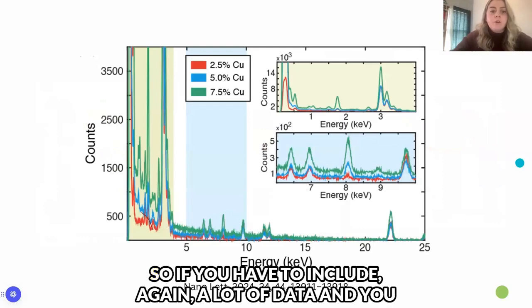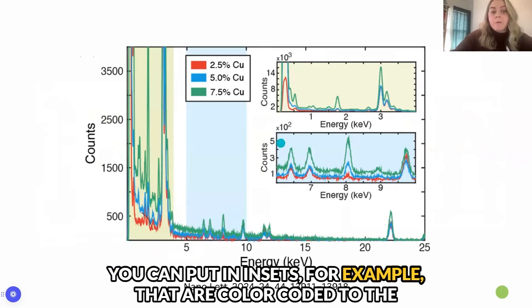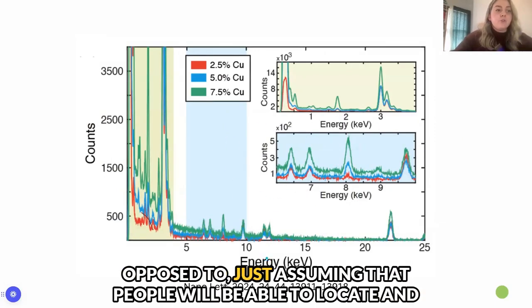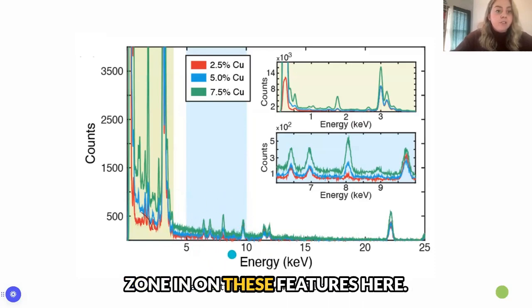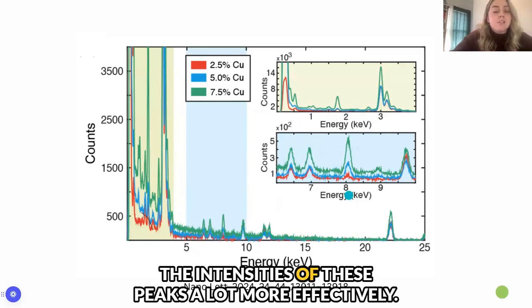Another example, so if you have to include, again, a lot of data and you want to focus on data that's a little bit difficult to see, you can put in insets, for example, that are color-coded to the regions of interest, and they zoom in on these data sets, as opposed to just assuming that people will be able to locate and zone in on these features here, where here you can see the differentiation between the intensities of these peaks a lot more effectively.